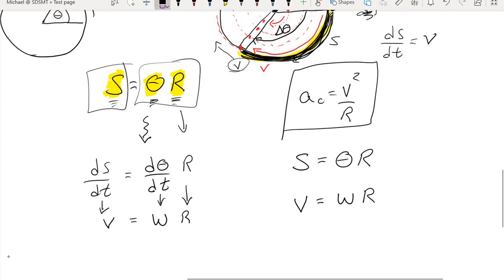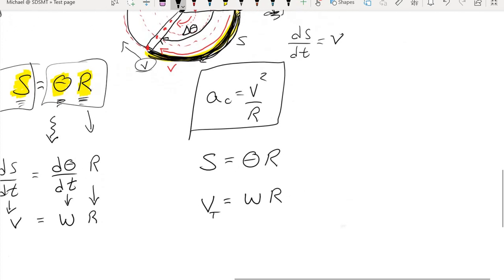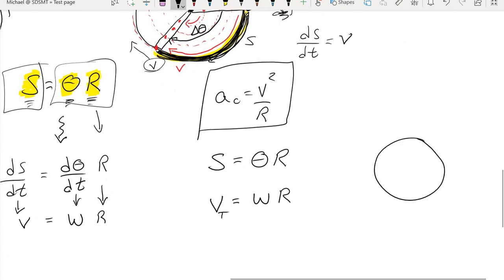In fact, we're going to stress that point by putting in a T right here to remind us, as we're going around in a circle, our velocity is tangent to that path.